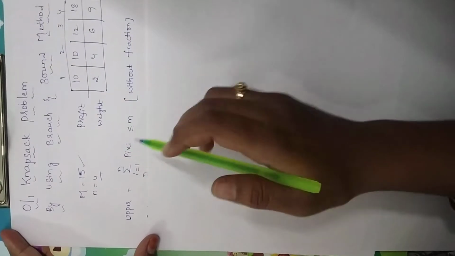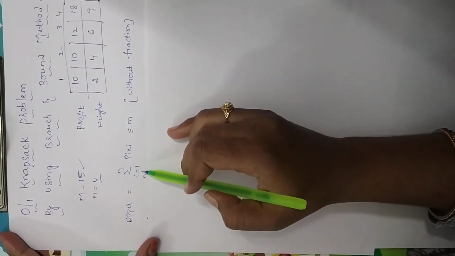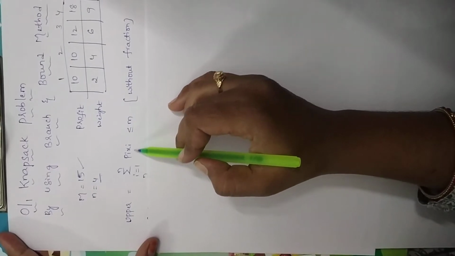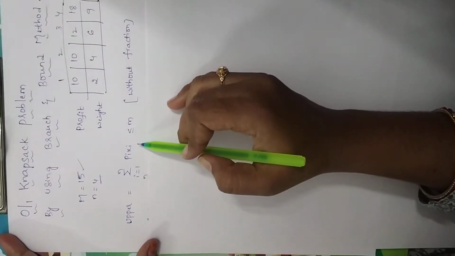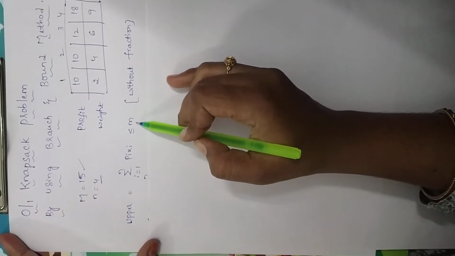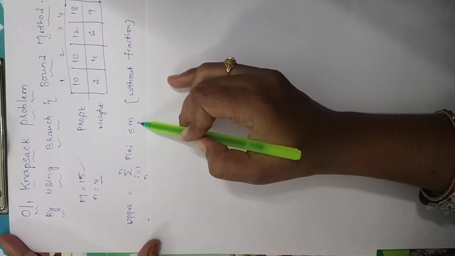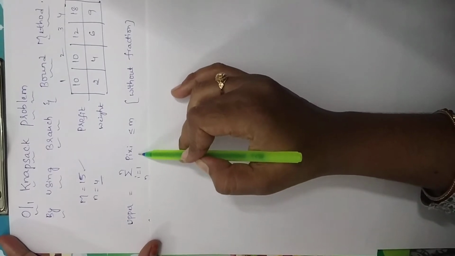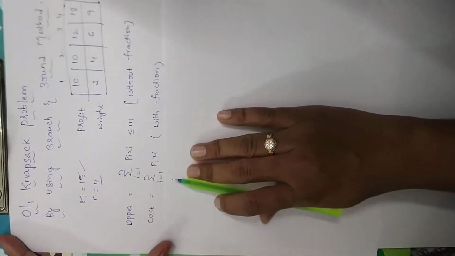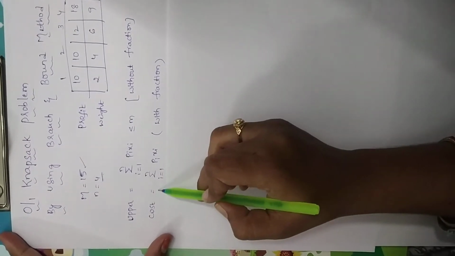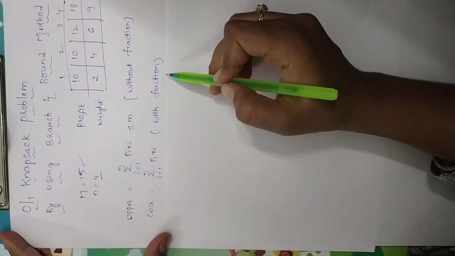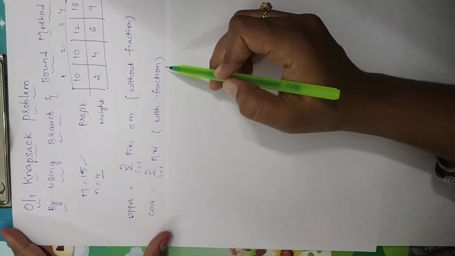The formula we are using is upper equal to sigma i equal to 1 to n of pi xi, where pi means profits and xi are the constraints, 0 and 1, subject to the weights being less than or equal to m, the bag capacity. Here we are taking without fractions. Next we find the cost, which is also sigma i equal to 1 to n of pi xi, but here we are taking with fractions.